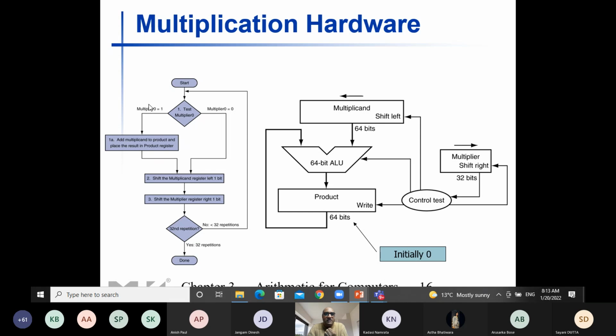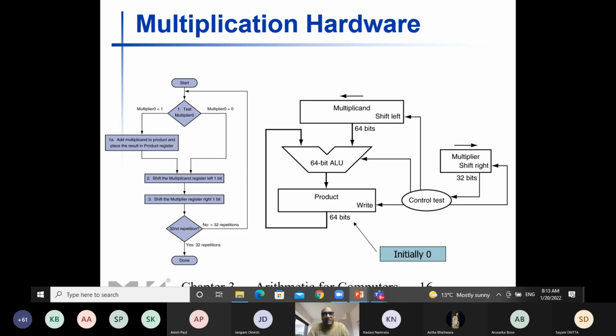We will check whether the multiplier bit is 1 or 0. If it is a 1, you need to perform addition. If it is 0, then you need not perform addition; go and check the second multiplier bit. That way you need to check each multiplier bit, and then take the action whether the multiplicand will be added or not.